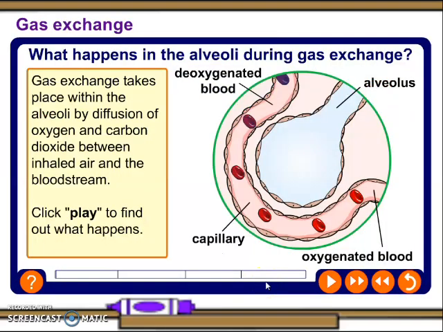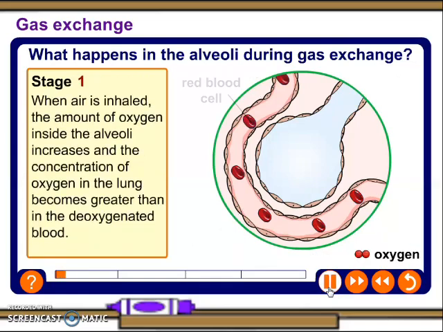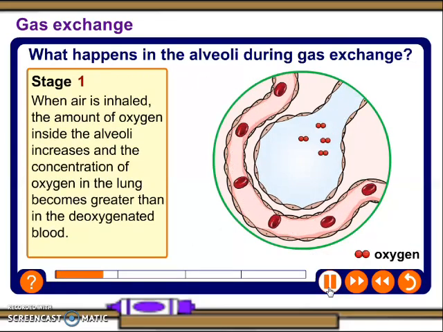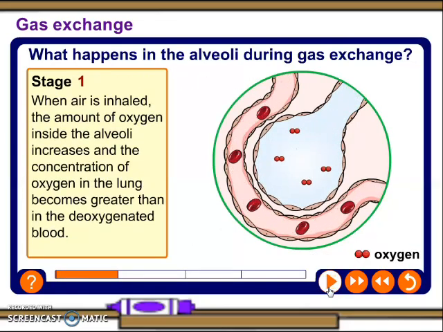What happens in the alveoli during gas exchange? Gas exchange takes place within the alveoli by diffusion of oxygen and carbon dioxide between inhaled air and the bloodstream. Stage 1, when air is inhaled, the amount of oxygen inside the alveoli increases and the concentration of oxygen in the lung becomes greater than in the deoxygenated blood.